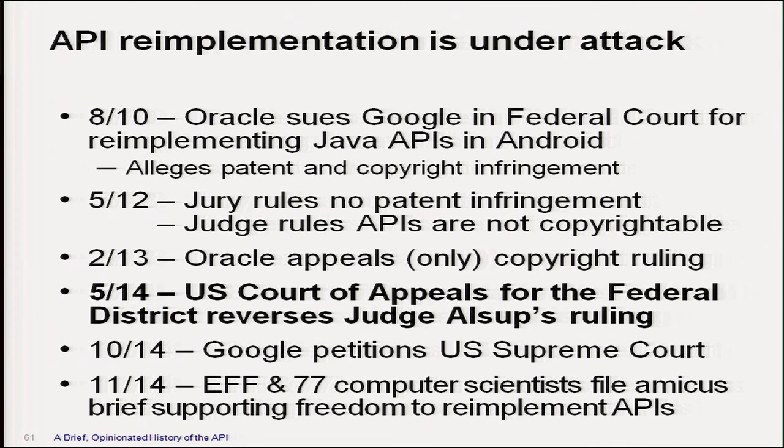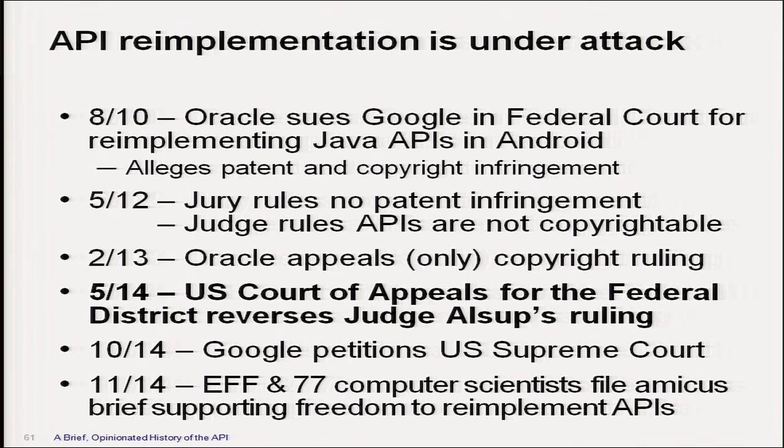In February of 2013, Oracle appealed only the copyright ruling, and in May of 2014, the US Court of Appeals for the Federal Circuit reversed Judge Alsup, by the way, the same judge who asked me the question in the first place, reversed his ruling and said, yes, indeedy, APIs are copyrightable. And that is where it stands right now. In October, Google petitioned the US Supreme Court to hear the case, and just a few days ago, this month, the Electronic Frontier Foundation and 77 computer scientists filed an amicus brief on the freedom to reimplement APIs.